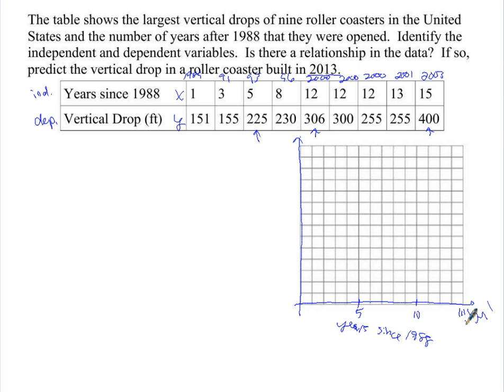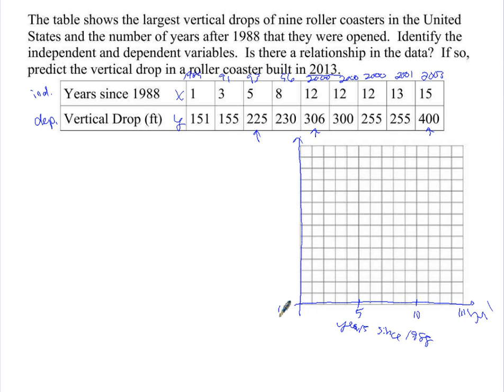Now for the vertical drop, what's the lowest number we have? 151. What's the highest number? 400. So if I started down here at 150, I have to make it to 400. How much more is that? If I start at 150 down here and go by 25s, I have to make it all the way to 400. That seems like it'll probably work.